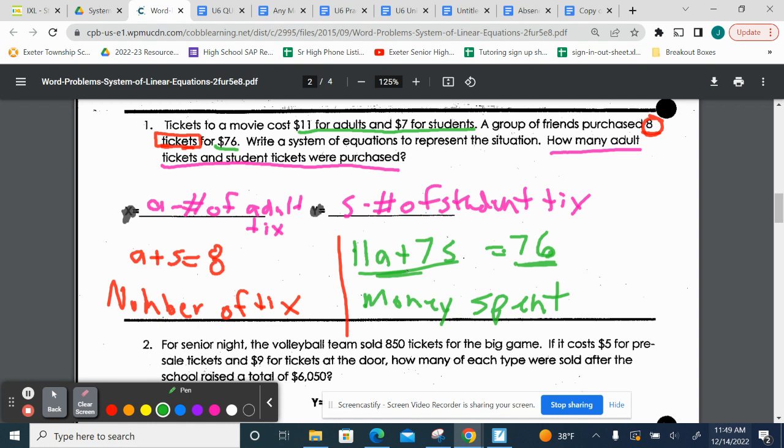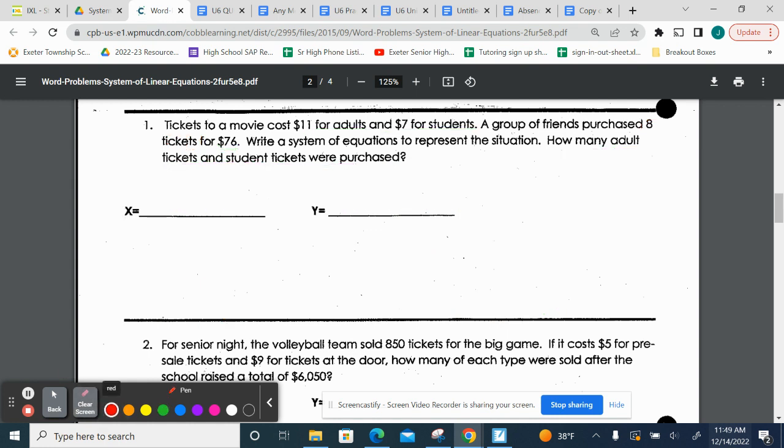Okay. Now, I'm going to clear the screen. So you can go back and pause it if you need those to follow along. But we had A plus S equals 8, and 11A plus 7S equals 76, right? So there you go. That's your system. Now you can decide how to solve it. This could really go either way.